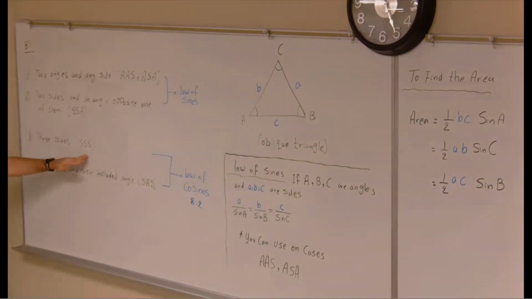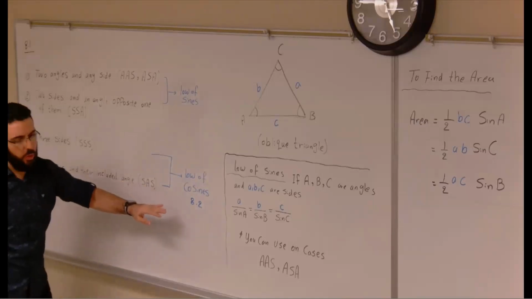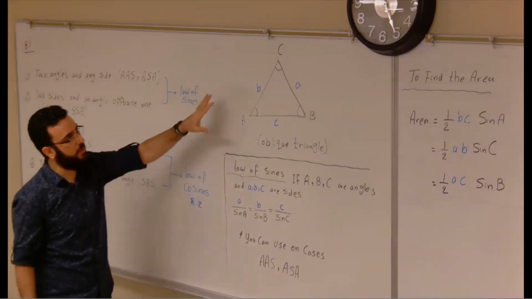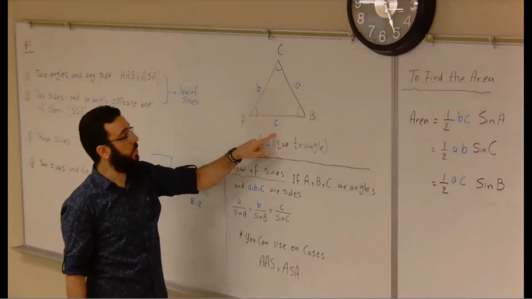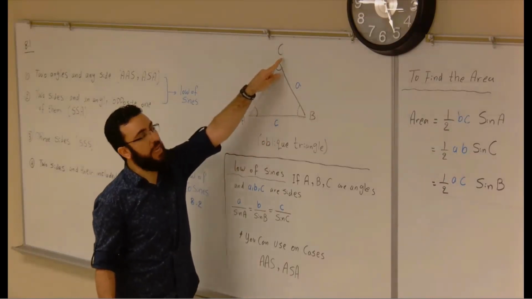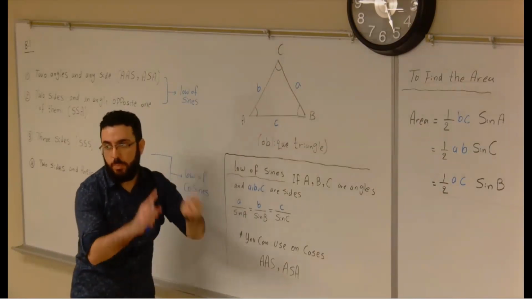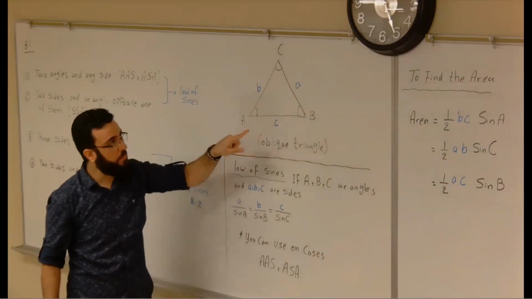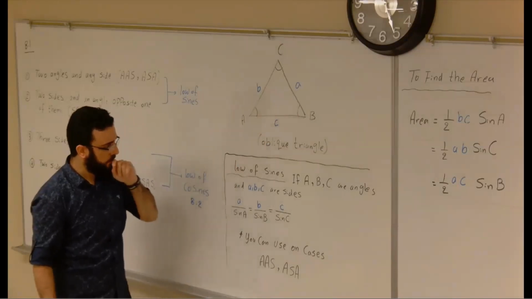If you have 3 sides, or 2 sides and the included angle, you're going to use the law of cosines. Let's check. Here's the triangle. Again, you have to be careful because sometimes you have an angle C and a side c, so be careful when you plug in the numbers. The same thing goes for angle B and side b.